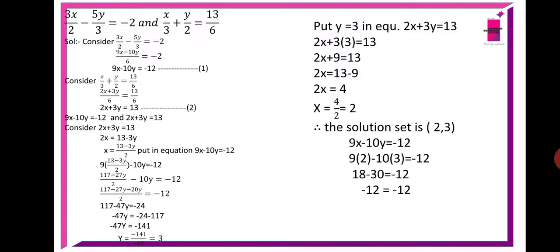You can check the solution 2, 3 in both the equations. What you got: 9x - 10y = -12 or 2x + 3y = 13. Or even you can check with 3x/2 - 5y/3 = -2. There also you can check, you will get LHS equal to RHS.